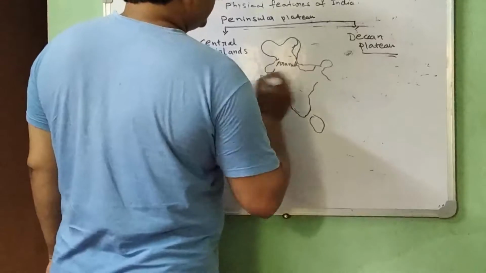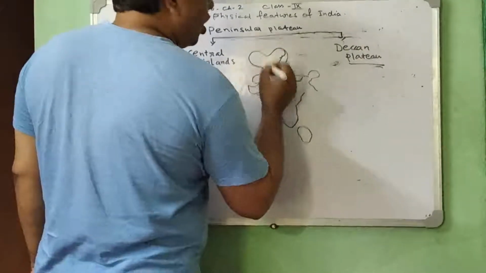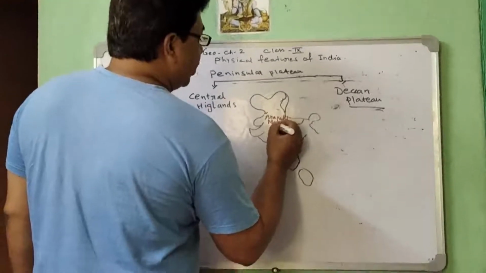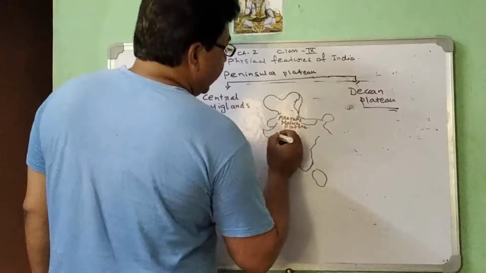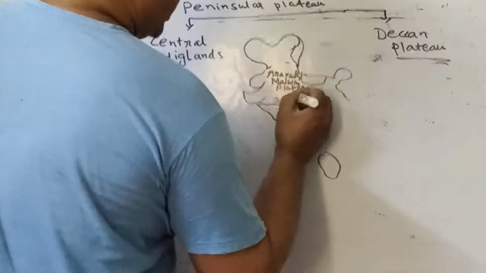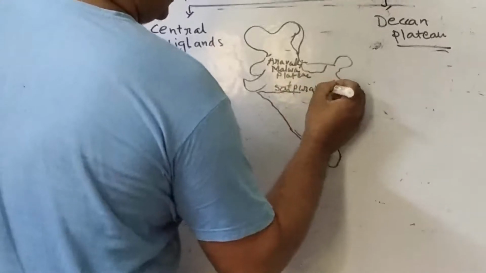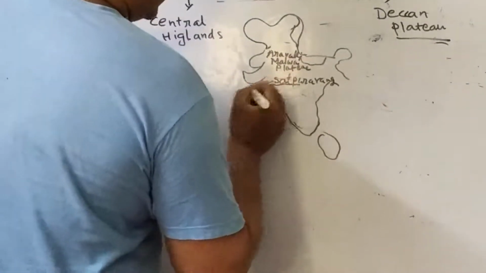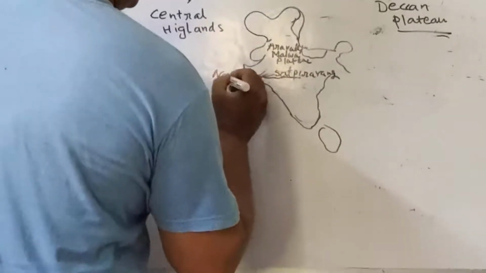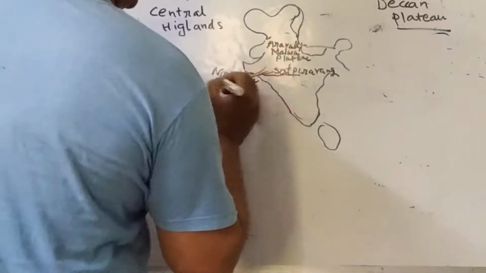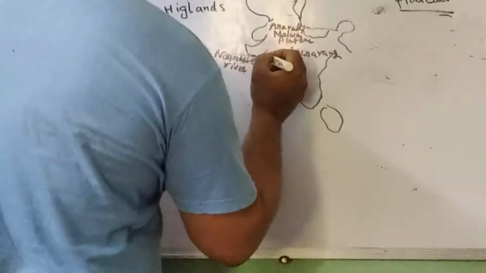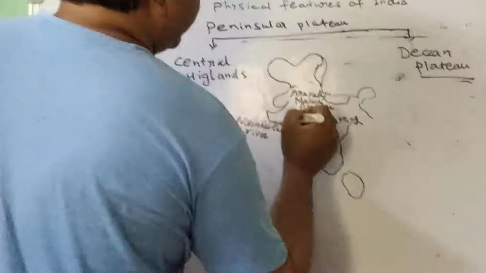Aravalli hills, and the plateau in this region is known as the Malwa plateau. Here is a range, the Satpura range. And one river already flows in this area. This river is known as the Narmada river. This Narmada river starts from the Aravalli hills and Malwa plateau.